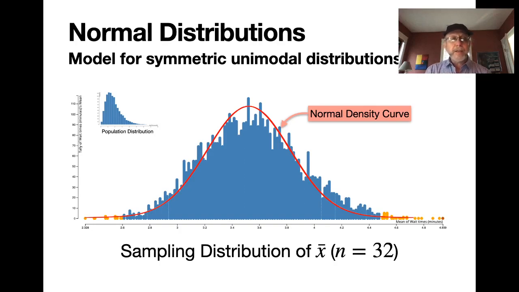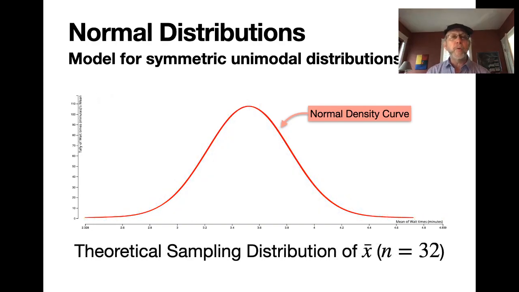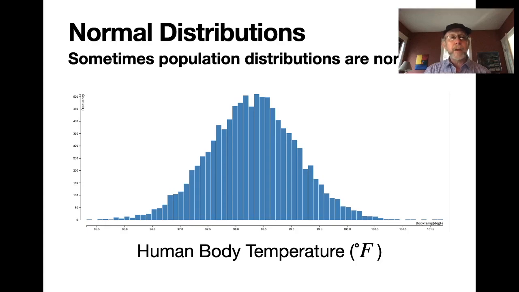These are important, as I said, both theoretically and practically, and so we're going to study them in their own right, but keeping in mind that they do describe the shapes of sampling distributions in particular. But I also want to point out that sometimes raw data itself has a distribution that's described by a normal density curve. So here you see human body temperatures measured, I think there's 10,000 individuals in this data set, and that has a normal shape as well.